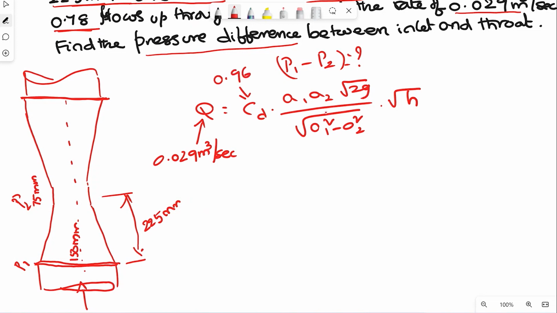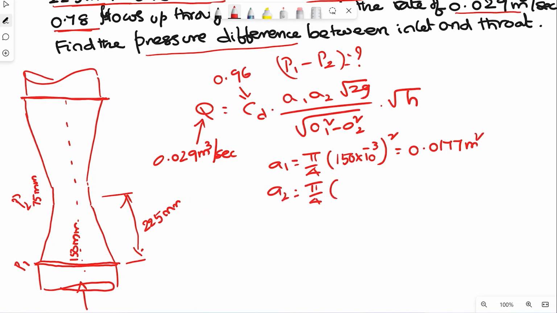Now A1 is pi by 4 into D1 square. D1 is 150 mm, so 150 into 10 to the power of minus 3 meters. If I calculate, I get 0.0177 meters square. Then A2 is equal to pi by 4 into D2, 75 into 10 to the power of minus 3, whole square. So it is going to be 0.0044 meters square. So A1, A2 is obtained.